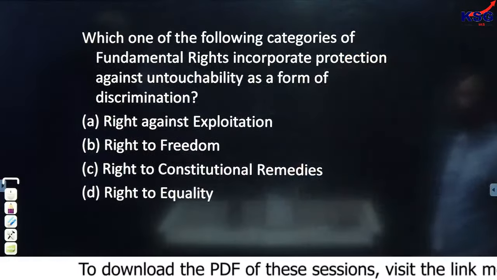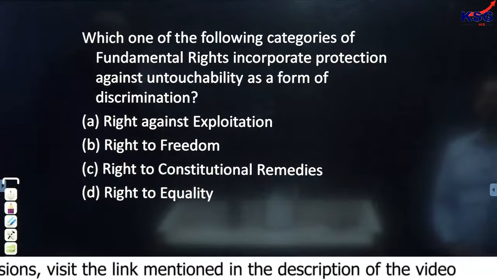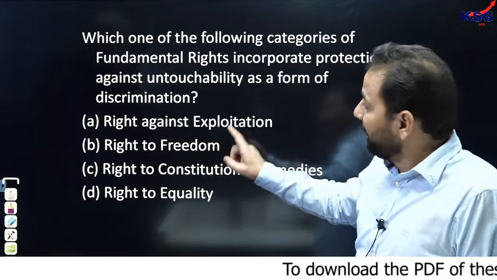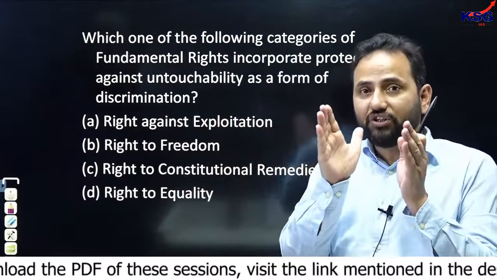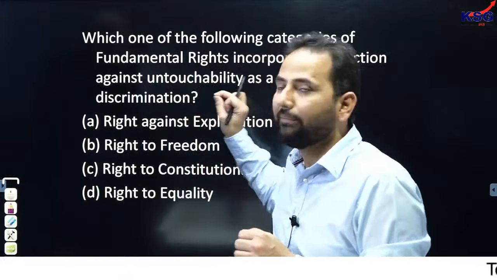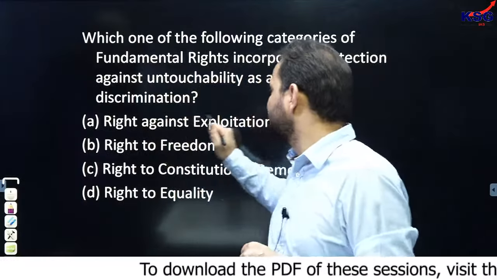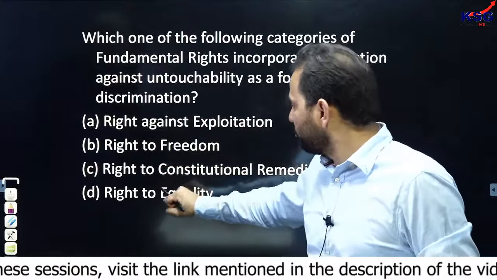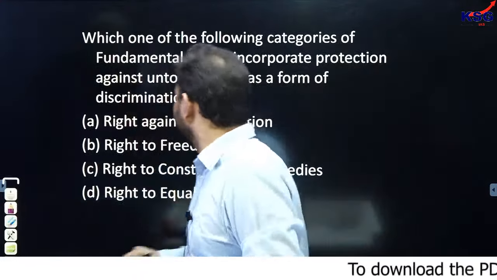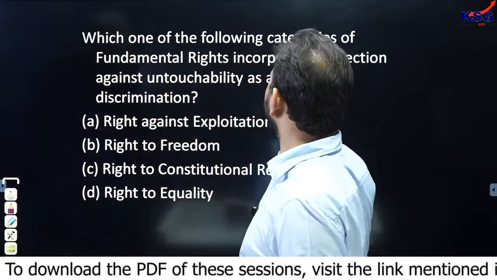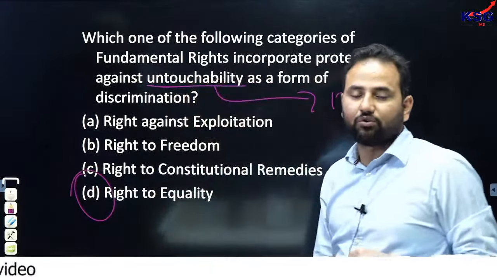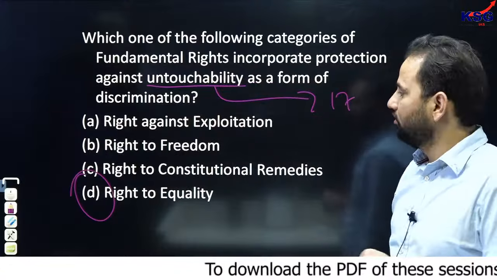Again, see the question, which one of the following categories of fundamental rights incorporate protection against untouchability as a form of discrimination? Again, you need to understand that unless and until you know clearly which article represents this untouchability, you will not be able to solve this question. So, we have right against exploitation, we have right to freedom, we have right to constitutional remedies, and we have right to equality, Article 14 to Article 18. If you have an idea that untouchability comes under Article 17, you will automatically be able to understand what will be the answer of this question. Right to equality.